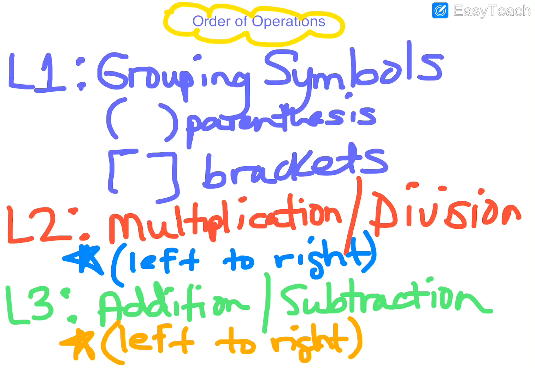And so the first thing that we're going to do today is actually work a problem, and I will just go back and forth to this first page just so that you can review those levels. Level 1 is for grouping symbols, level 2 for multiplication or division, and then level 3 is for addition and or subtraction. So our first problem looks like this.